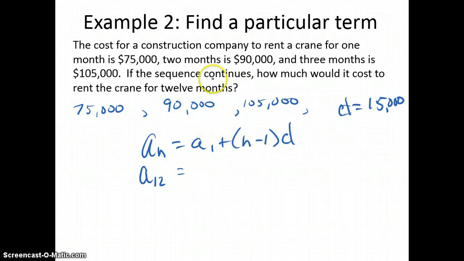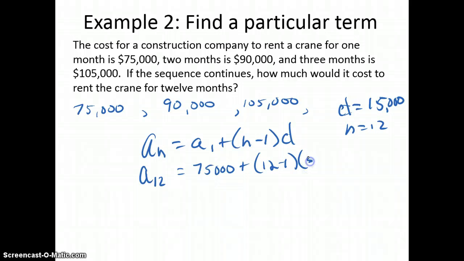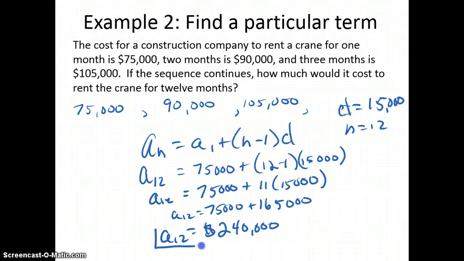So that means A sub 1 was our initial. So we have 75,000 plus 12 is essentially N. You may want to define that because then you have 12 minus 1 times your common difference of 15,000. And we set it up. All we've done is substitute an N value and a D value in along with our initial value in order to solve this. So now doing some math, we can simplify this down to our answer of 240,000.